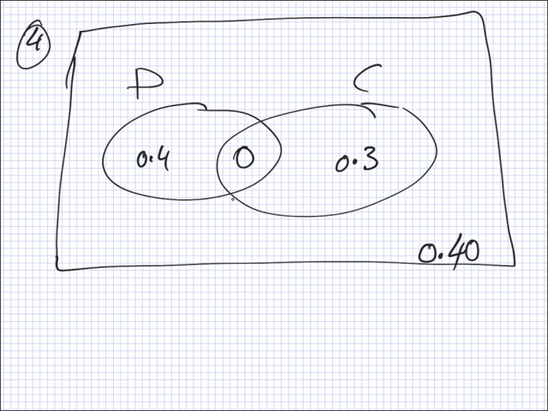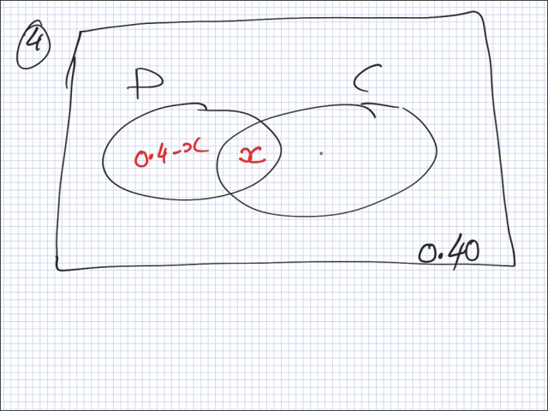But we kind of see, well, that doesn't quite work, because what's the total here? Doesn't that add up to 1.2? That's my point. The total is not 1. So the way we tackle this type of problem is, we call this piece here X. And so, this must be 0.4 minus x.